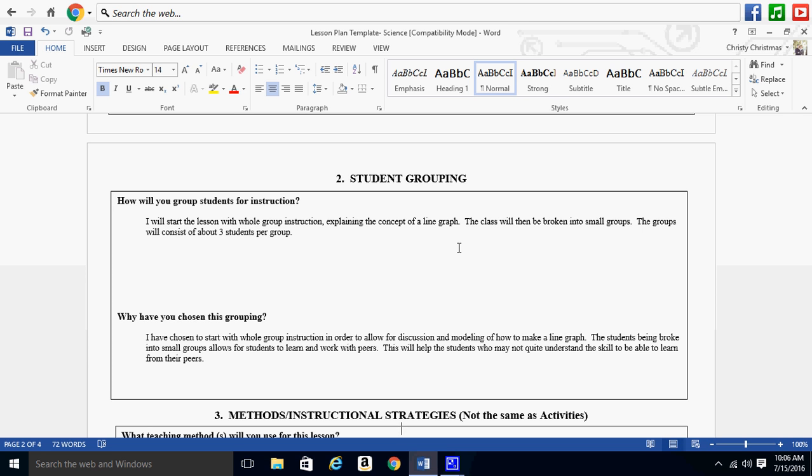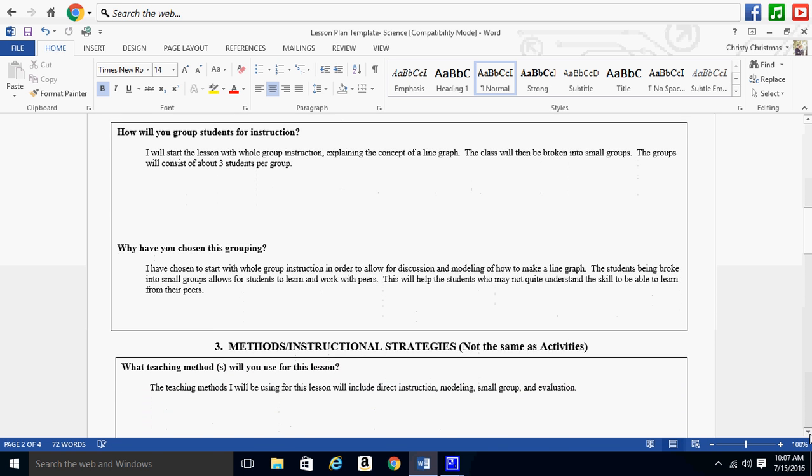I have chosen this grouping because I feel that whole group instruction will allow for discussion and for me to model how to make a line graph. The students will then be broken into the smaller groups to allow the students to work and learn with their peers. This will help the students who may not quite understand the skill be able to learn from the peers.